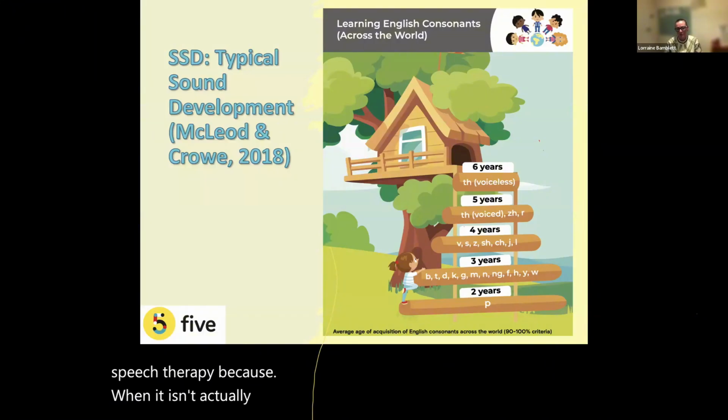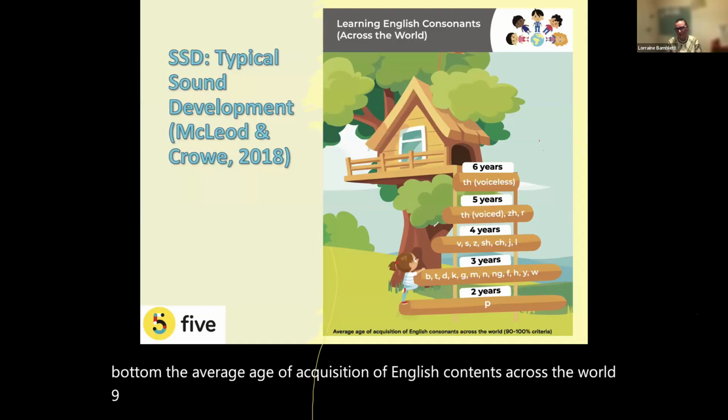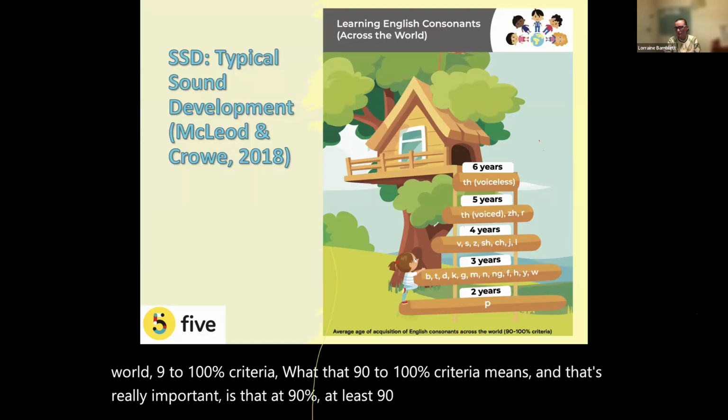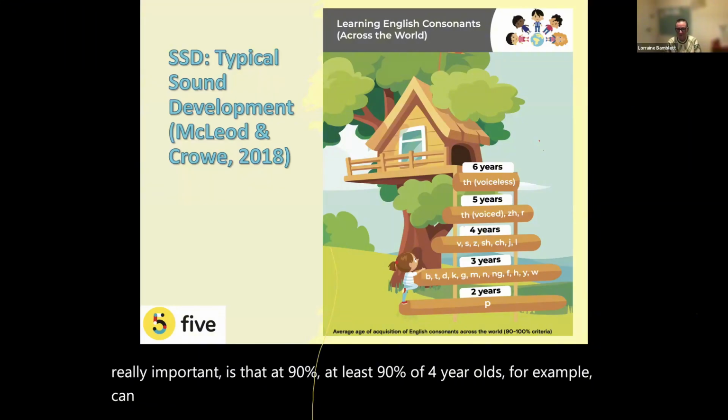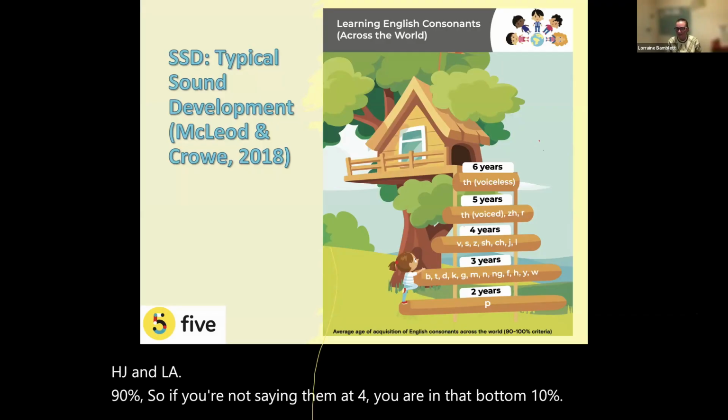So what they're saying is, you can see at the bottom, the average age of acquisition of English consonants across the world, 90 to 100% criteria. What that 90 to 100% criteria means, and that's really important, is that at least 90% of 4-year-olds, for example, can say v, z, s, sh, ch, j, and l. 90%. So if you're not saying them at 4, you are in that bottom 10% at least.